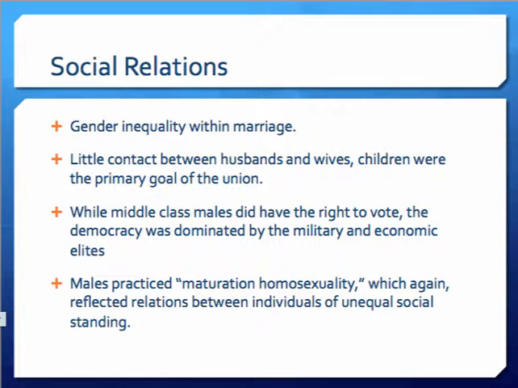Social relations during the classical age among Greek city-states varied from city-state to city-state, but on the whole we can say that there was great gender inequality within marriage. It was a patriarchal society. There was actually fairly little contact between husbands and wives. The goal of marriages was the production of children. It was a dynastic union for the production of children.